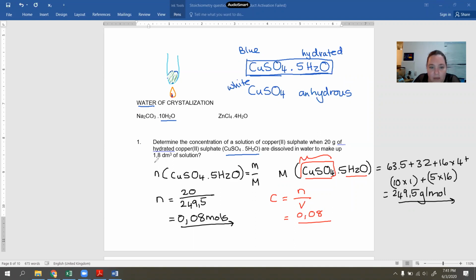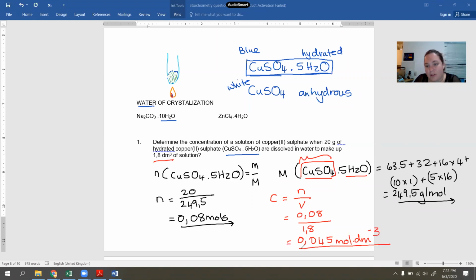The volume here was 1.8 decimeters cubed. And if we divide those two values by each other, we end up getting an answer for concentration of 0.0445. So I'm going to call it 0.045 moles per decimeter cubed.